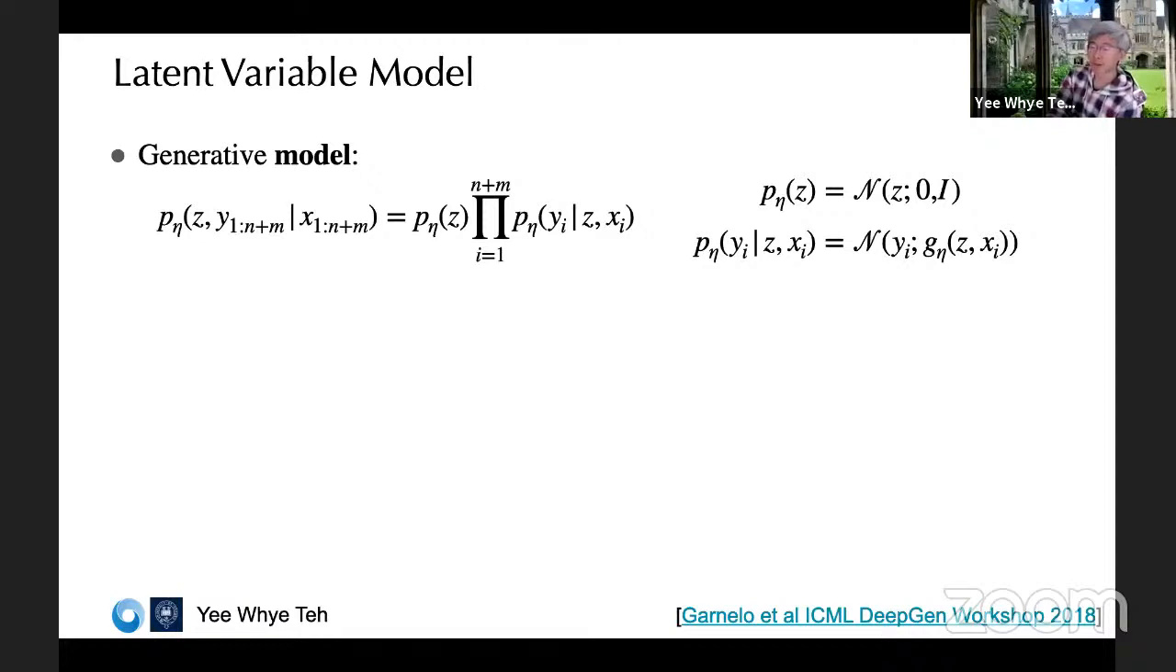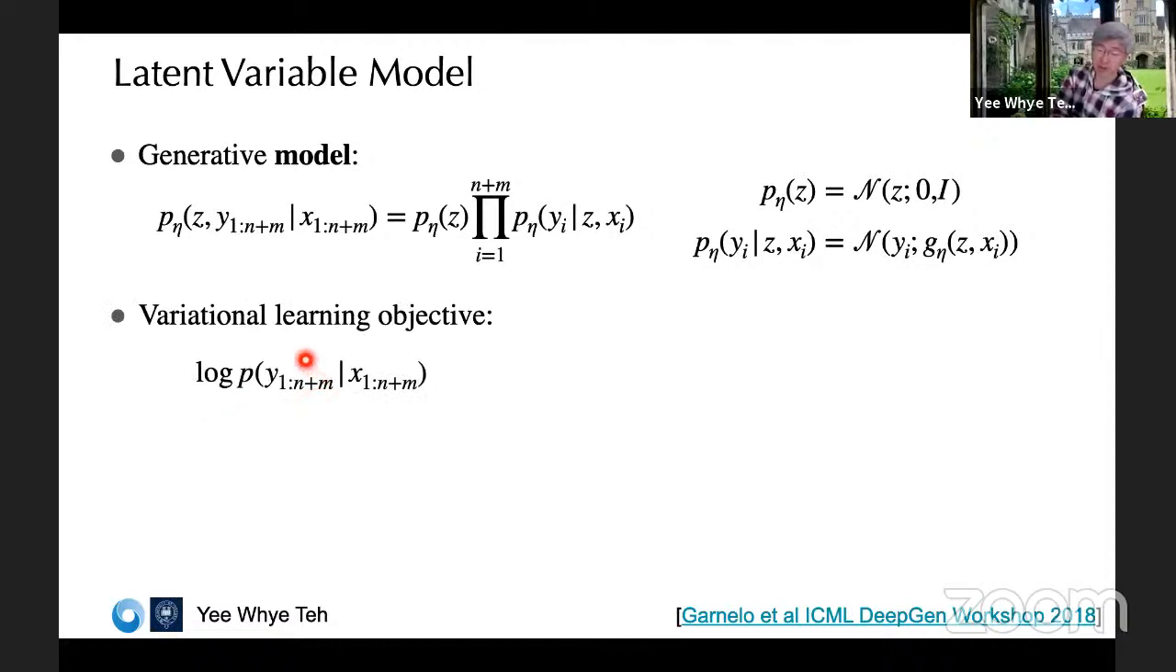And the model is as follows. We're going to assume that Z is our latent variable that describes our stochastic process. And following standard methodology of variational autoencoders, we're going to assume that Z is normally distributed with a standard normal distribution, zero mean and identity covariance. And each conditional distribution of Yi given Xi and Z is normally distributed with a mean and variance given by some neural network which is produced given inputs of Z and Xi. So that's our generative model. And we can learn this generative model by optimizing an objective function, which is simply the log probability of the outputs given the inputs.